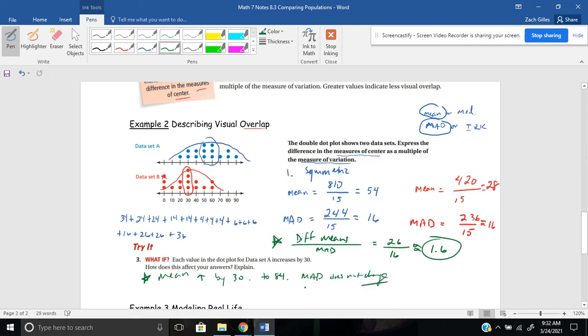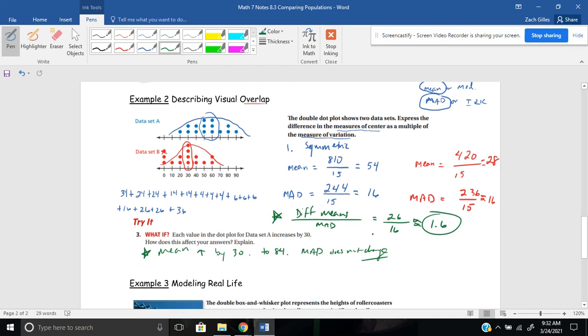If each point changes the same amount, then that doesn't change that at all. So data set A still has the greater mean time. The difference in the means is now 3.5 times the MAD. If you were to recalculate this, you'd take 84 minus 28 divided by 16, which would give you 3.5 times the MAD. So this new number now becomes 3.5 when you increase it by 30.